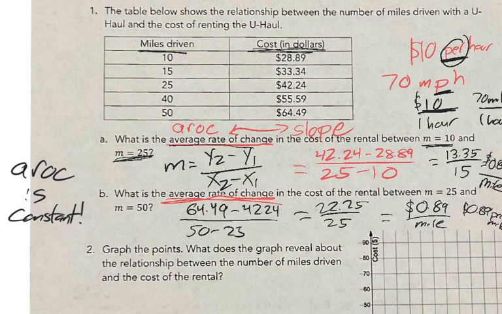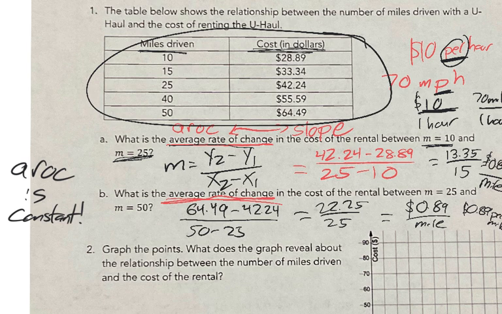So what does that mean? What do we know about this situation if we have a constant rate of change, or a constant slope? It's going to be linear. If I were to graph this situation, it's going to be a line. Anytime my rate of change is constant, it's linear.